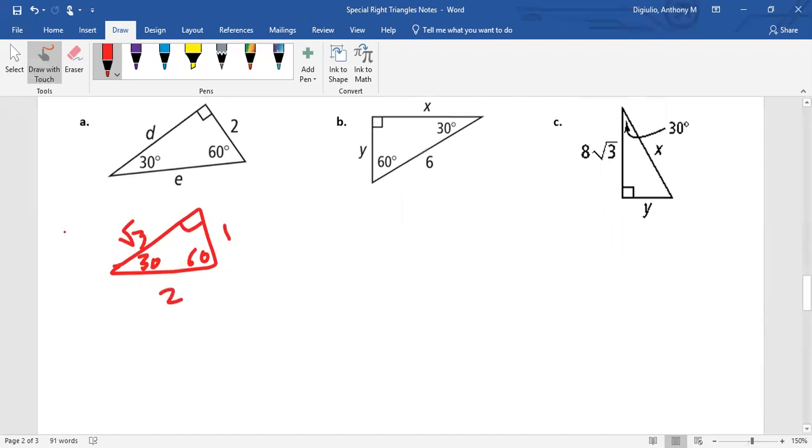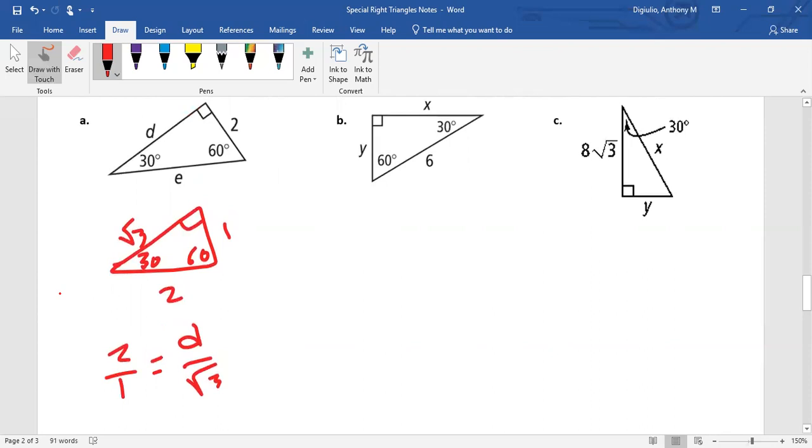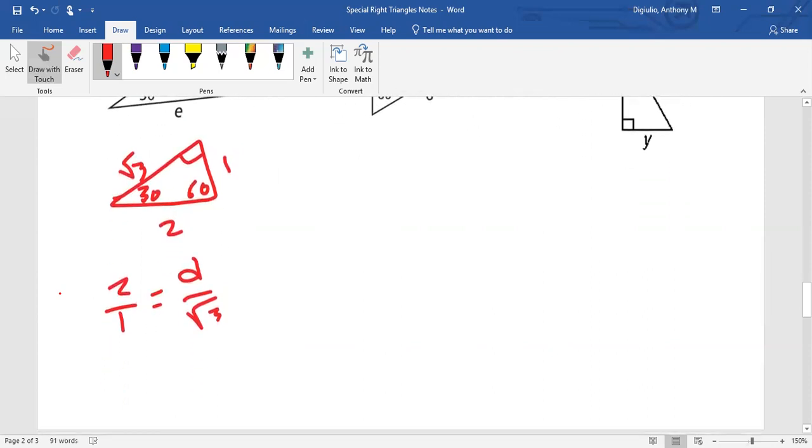So I'm going to start with 2 over 1. So this 2 right here over 1 should equal, now let's set up the other one. Remember, I'm starting with the real triangle first over the reference triangle. So I'm going to do d over root 3. All right. So when I go ahead and start to solve this one, I should be able to cross multiply. D times 1 is just d equals 2 times root 3 is 2 root 3.